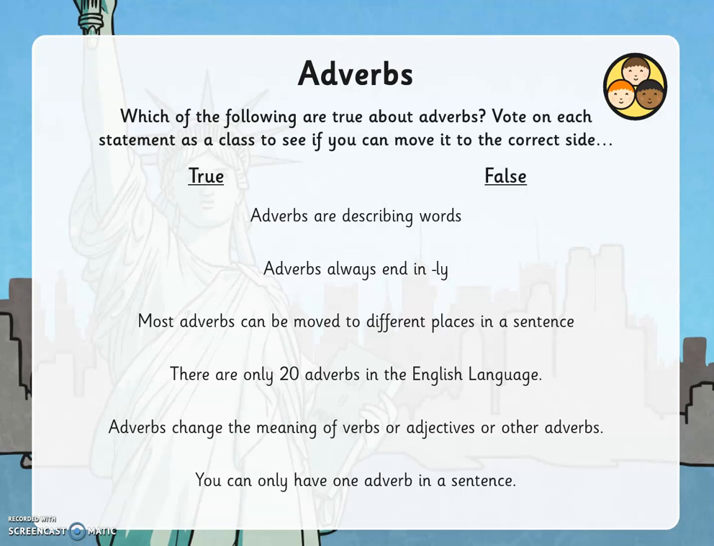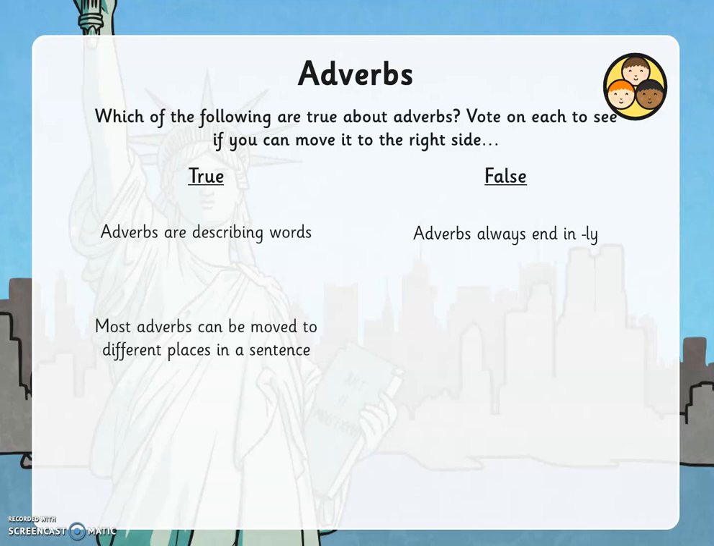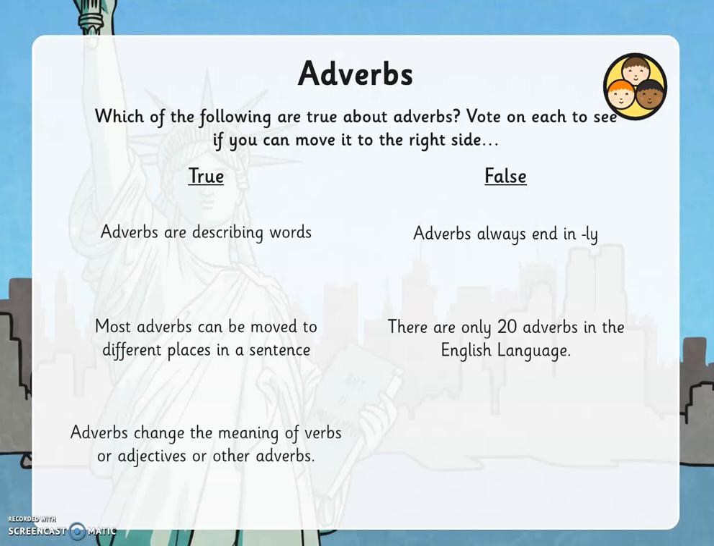So adverbs are describing words. They are because they describe how you do a verb, don't they? They describe how you might do an action, which again, they're the same as adjectives in that respect, because adjectives are describing nouns, aren't they? They don't always end in ly. A lot of them do, don't get me wrong, but there are some that don't. Most adverbs can be moved to different places in a sentence is true. Not all, but most. There are only 20 adverbs in the English language. Obviously not true. There's hundreds of them.